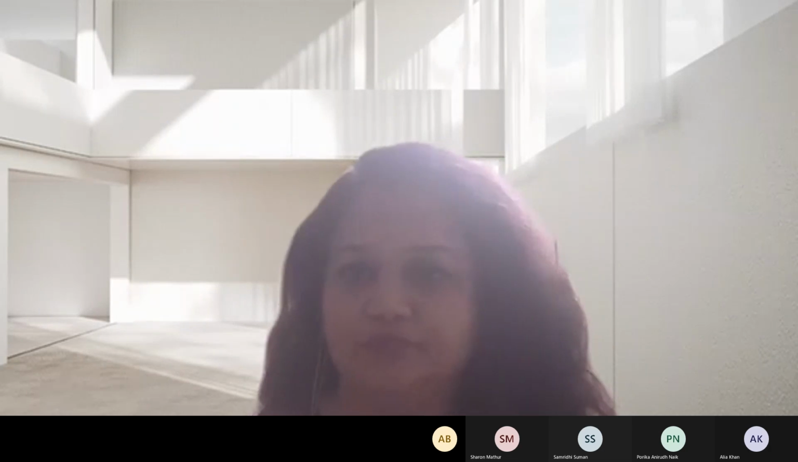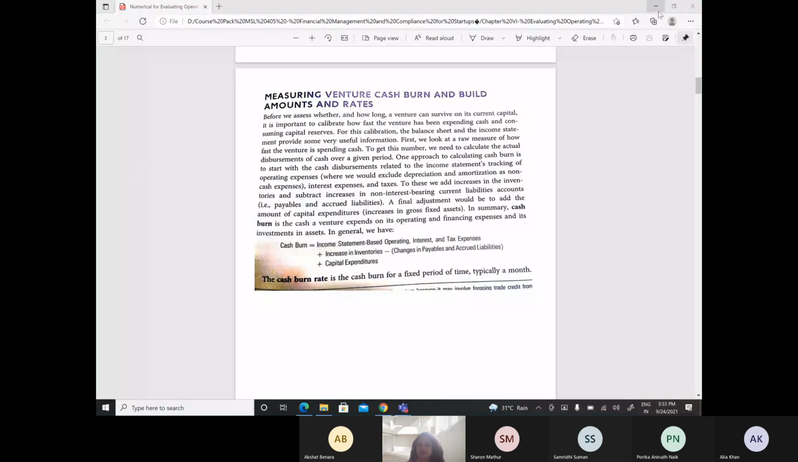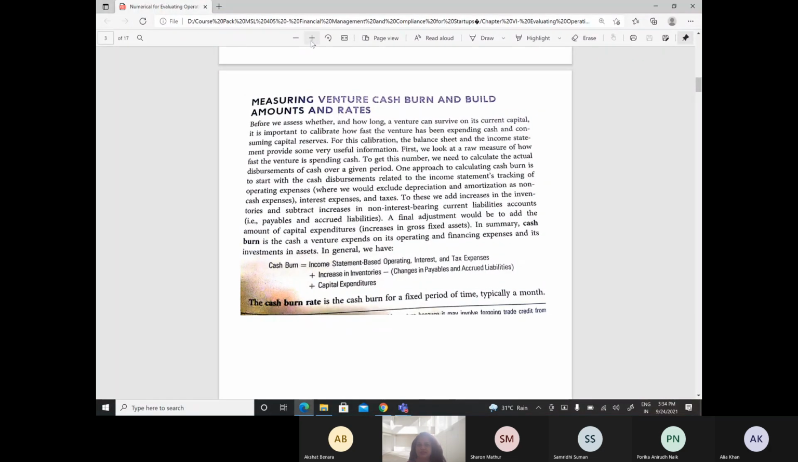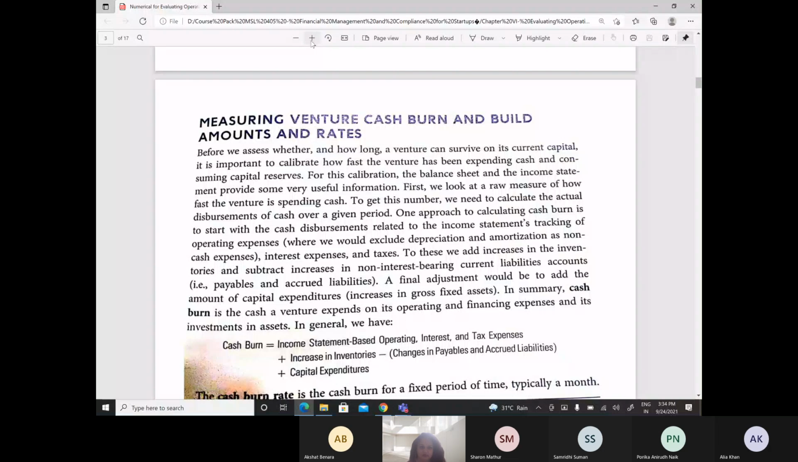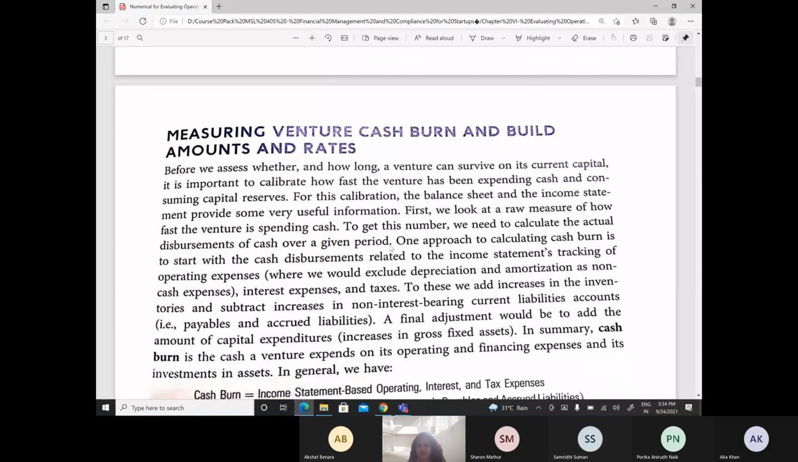Okay. Cool. ठीक है. So I'm going to share my screen. Students, I was just sharing with Samriddhi that, Samriddhi, is this visible? Yes. ठीक है, thanks.